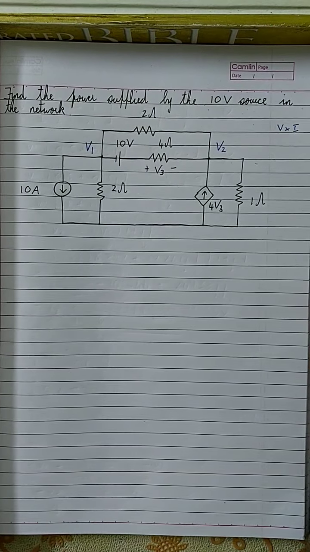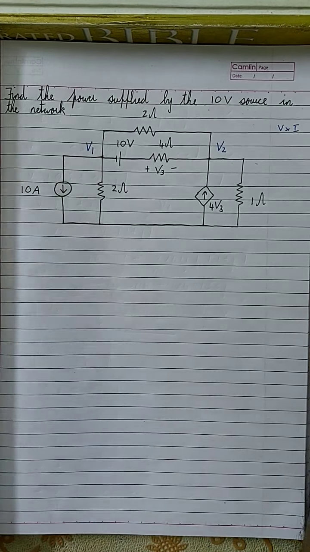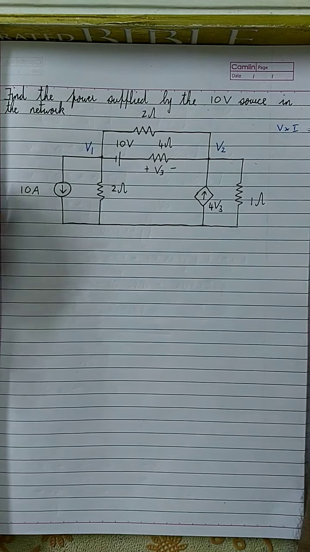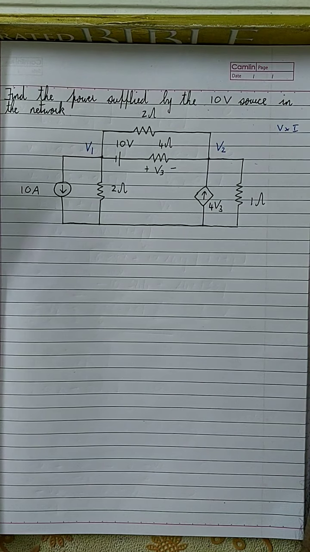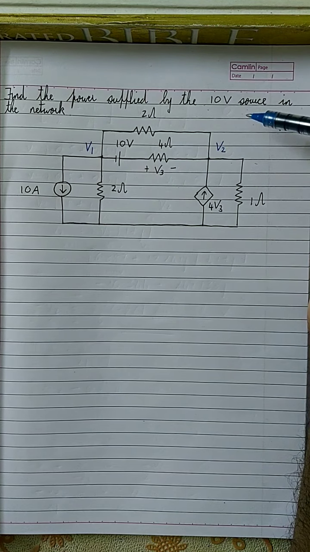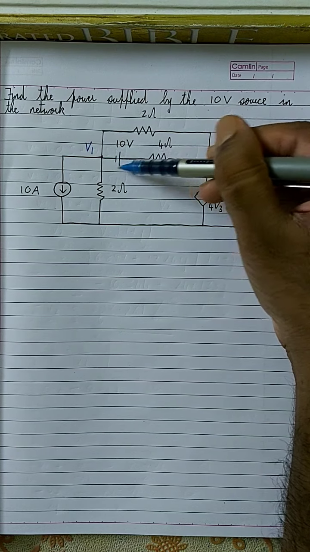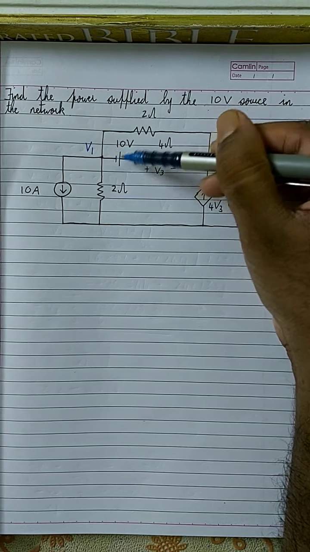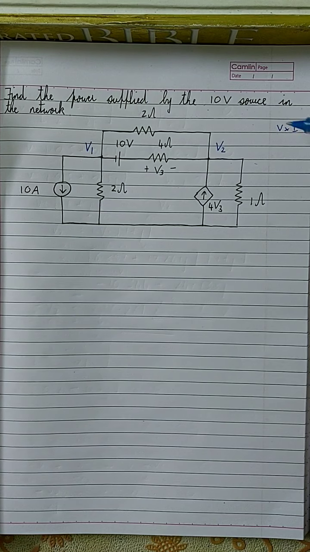So let's do this problem, okay? Find the power supplied by the 10 volt source in the network. What is the meaning of the power supplied by the 10 volt source? Here is the 10 volt source, and they're asking us to find the power supplied by this 10 volt source. We all know that the equation for power is V into I.